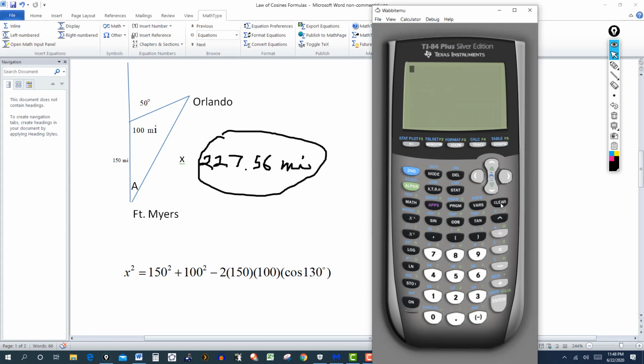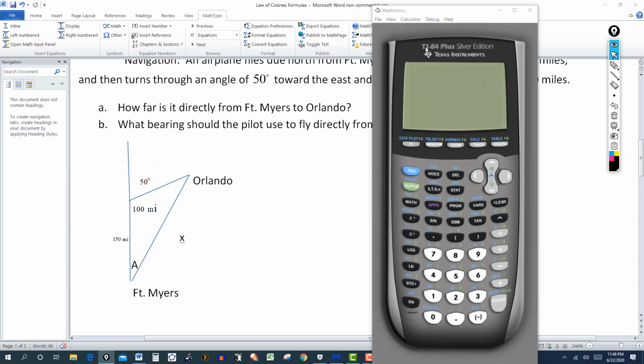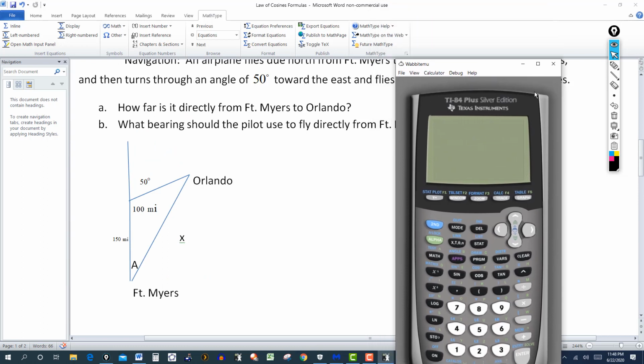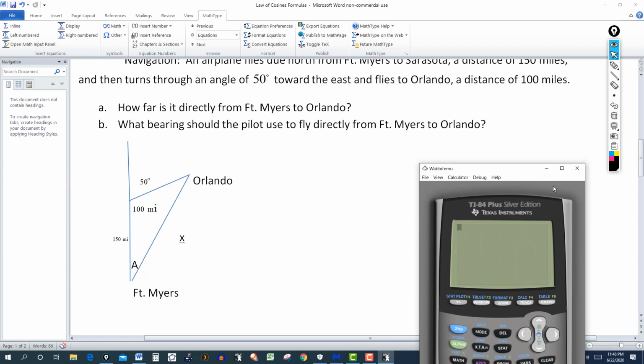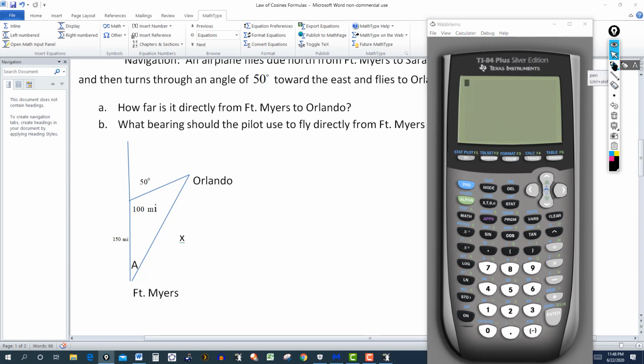Let's clear this here. In part B, it wants to find this angle. So we clear this. Look at part B here. What bearing should the pilot use to fly directly from Fort Myers to Orlando? So basically, it's asking for this angle right here. Since it's going north, it would be north, and then whatever angle this is, toward the east.